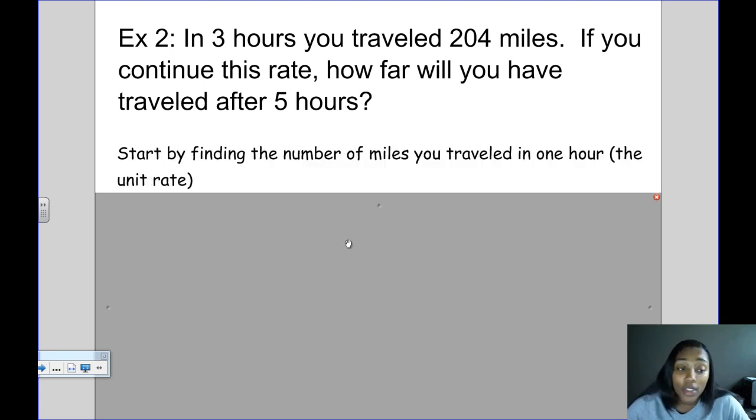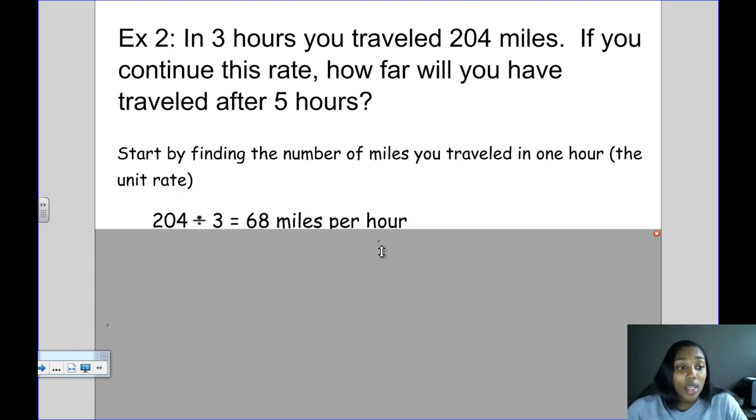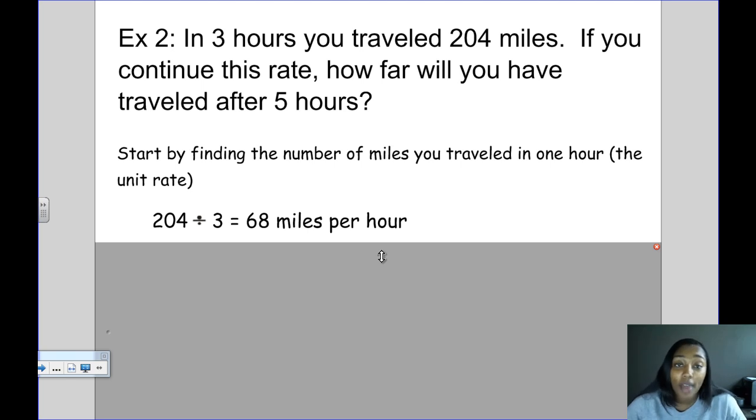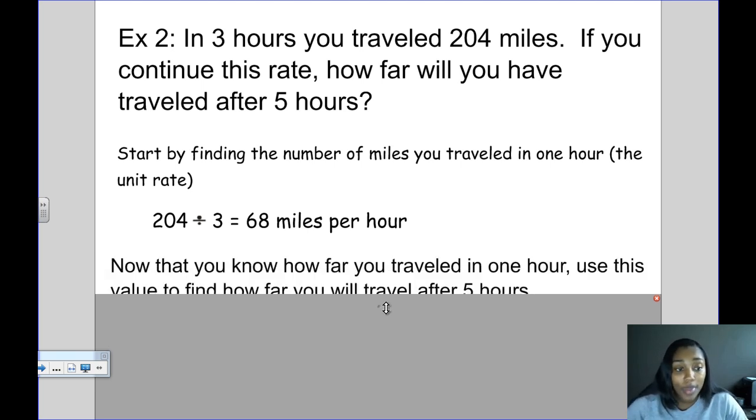So our first step, start by finding the number of miles you traveled in just 1 hour. And again, that's the unit rate because it's the miles in just 1 hour. To do that, we have to divide. We have to take the 204 miles and divide it by the 3 hours. That means that we traveled 68 miles per hour. So we traveled 68 miles every hour.